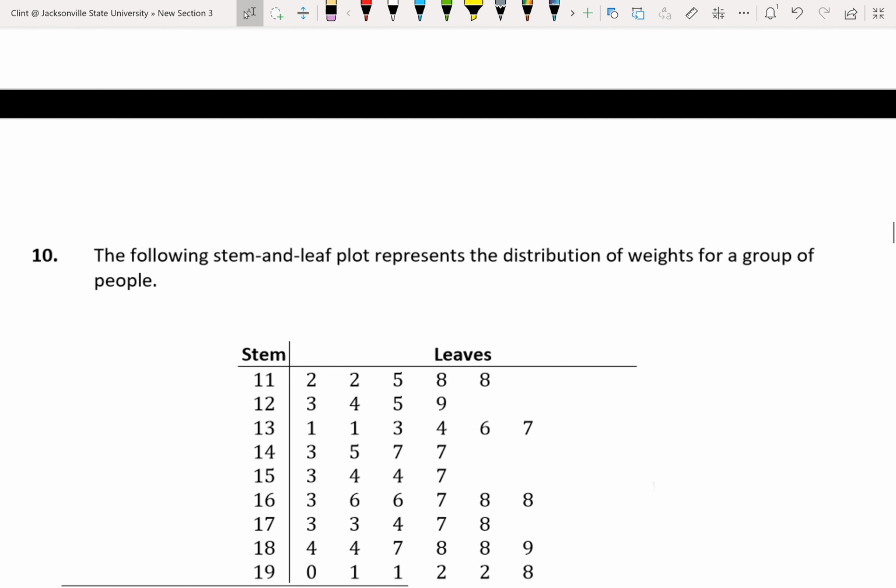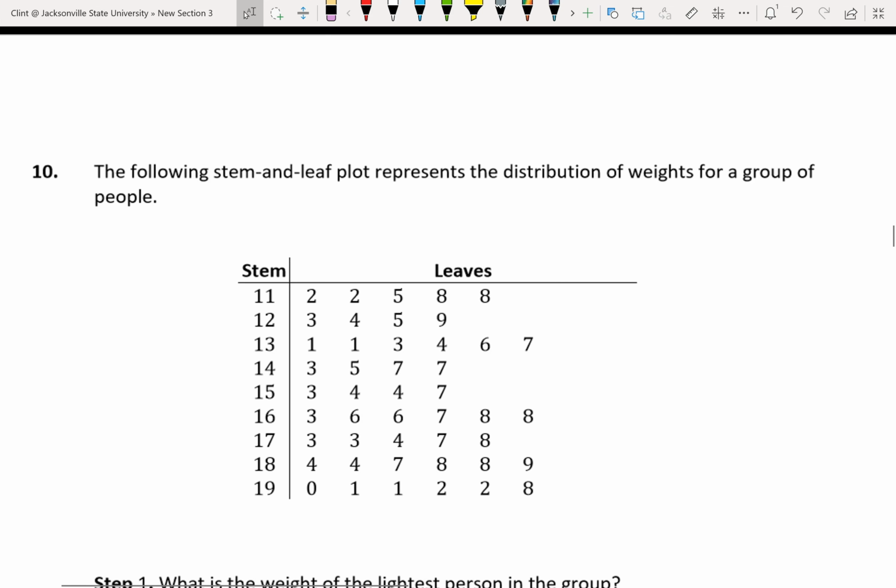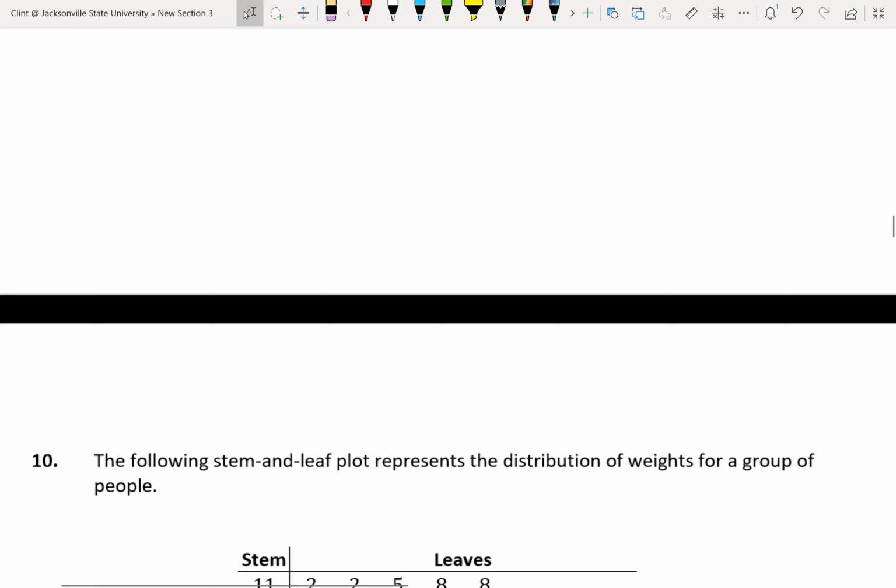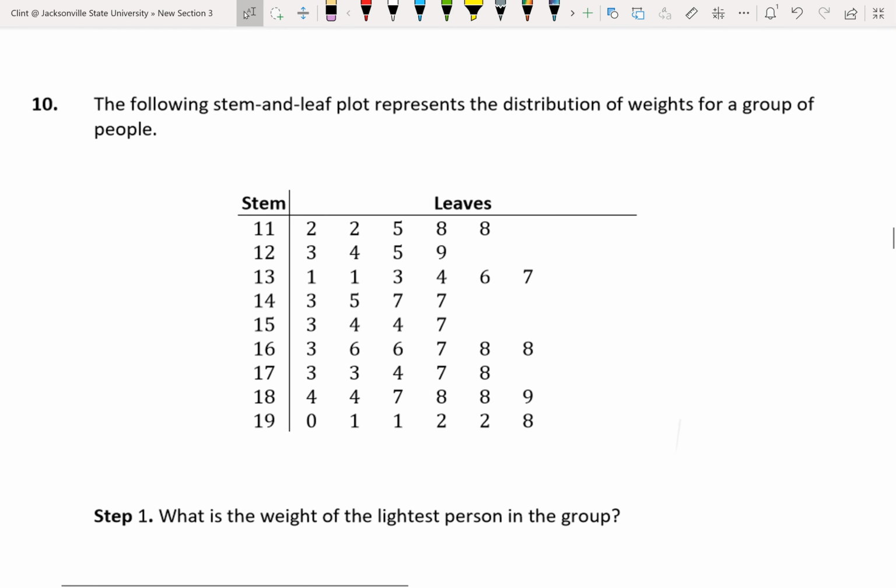Sorry about that. Number 10. We didn't skip any, did we? Let me make sure. Okay, no. Number 10, stem and leaf plot.